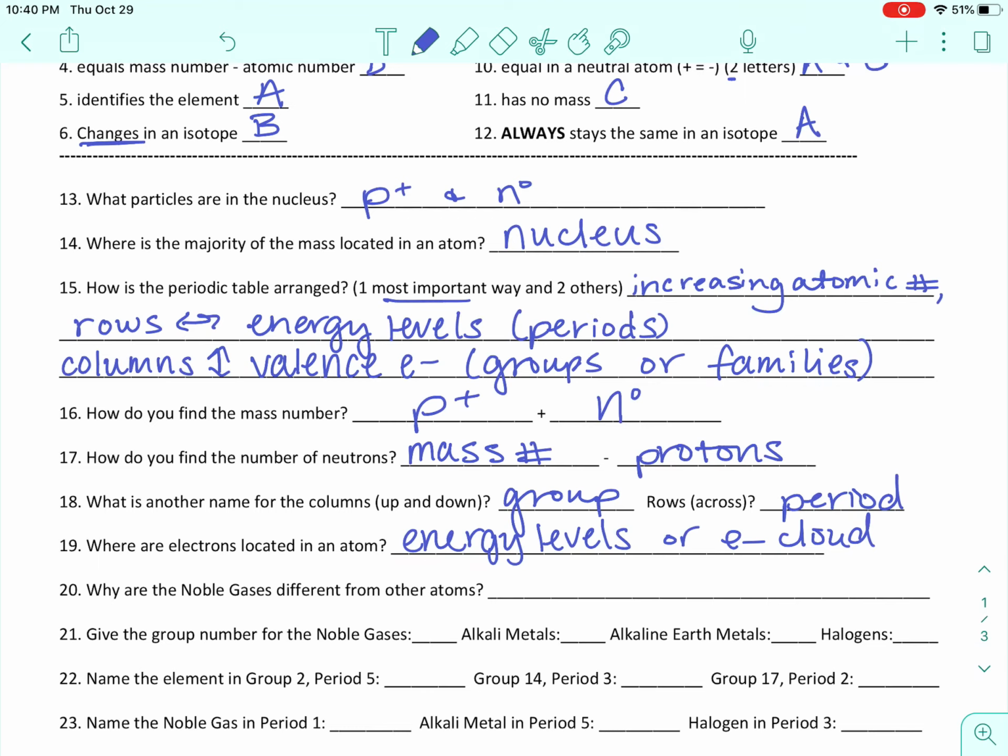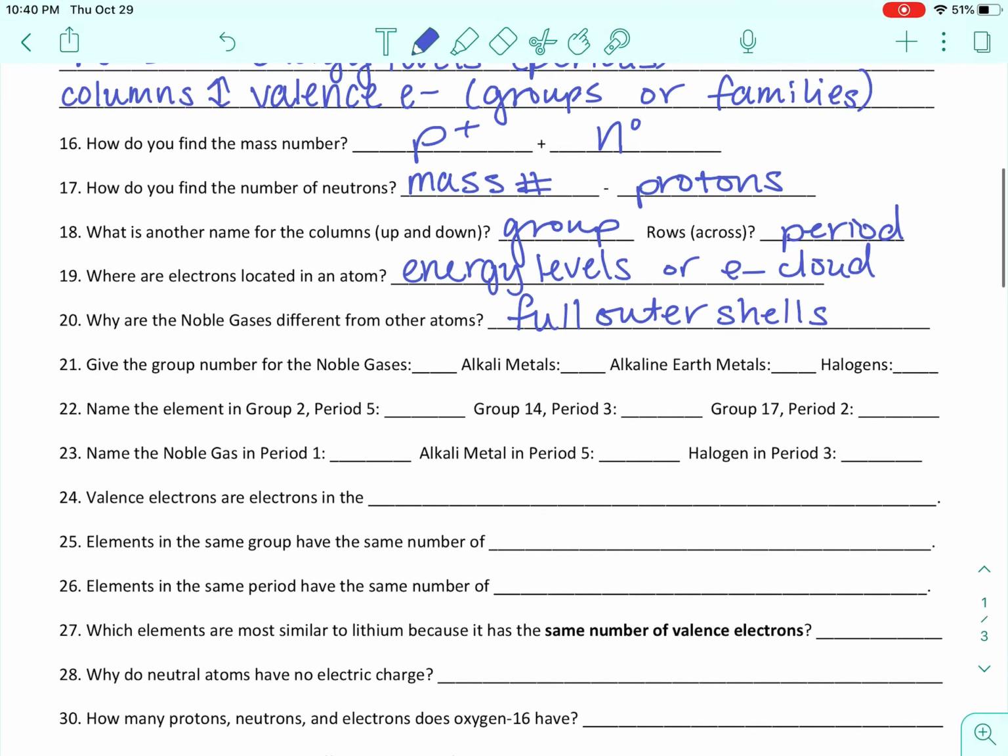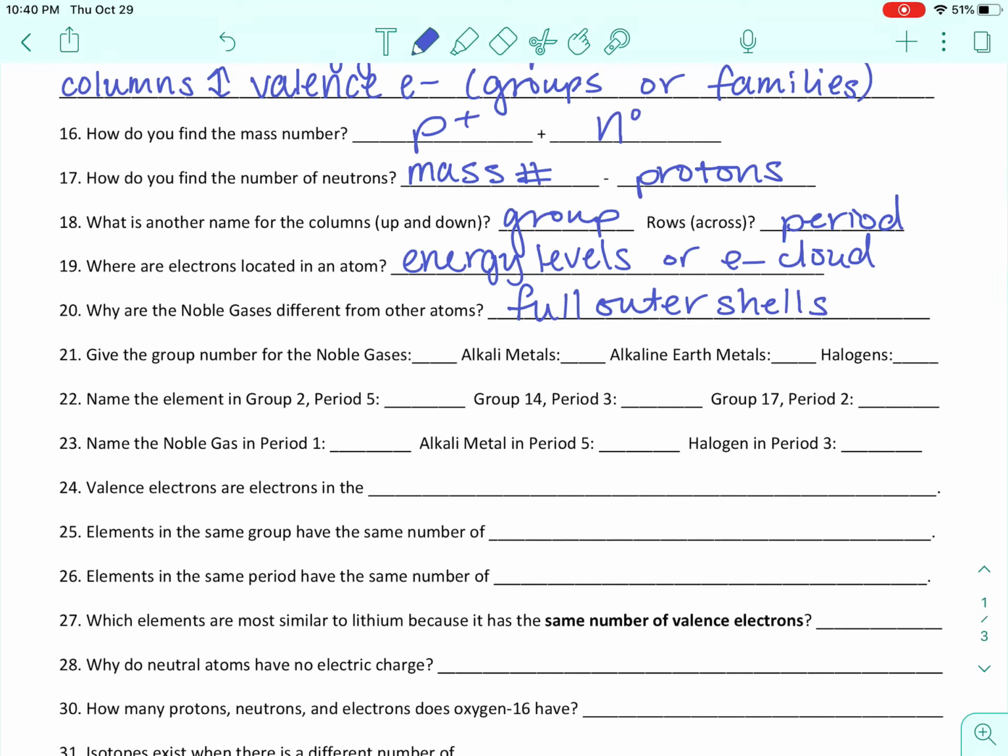Why are the noble gases different? They have full outer shells. Their outer energy level is full, meaning they have the most valence electrons that they can have. It makes them very stable, and it makes them unreactive. Give the group number for noble gases. That would be group 18. They're all the way on the far right. The alkali metals are group 1. The alkaline earth metals are group 2. And the halogens are group 17. You don't have to memorize these. These should be labeled on your periodic table.